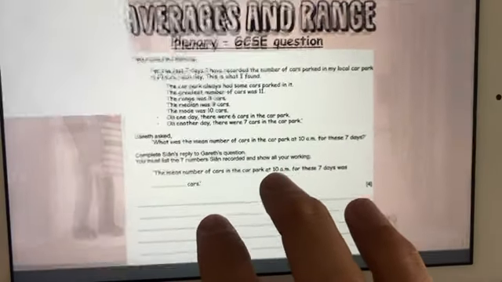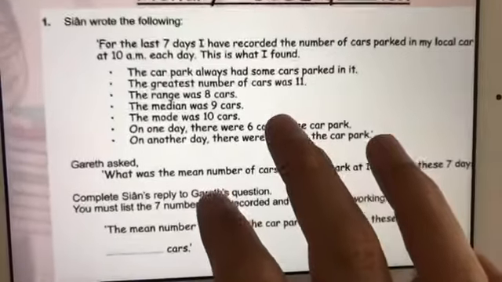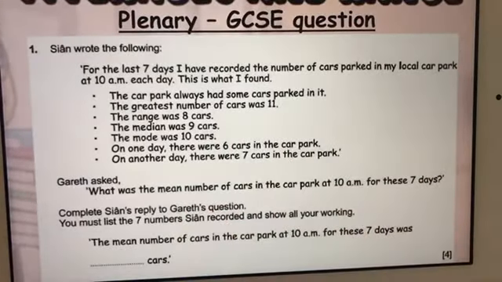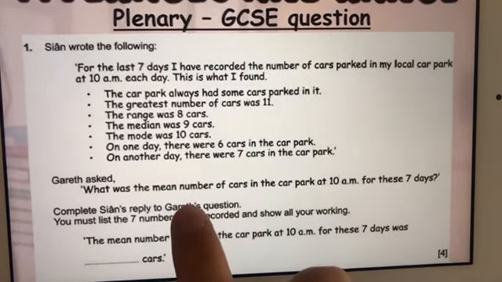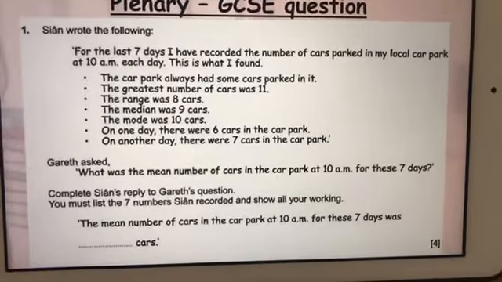Right, so plenary GCSE question. What I'd like you to have a go at this question, please. I'm going to zoom right in, only because you need to do a little bit of reading. Okay, there's a little bit of reading involved. I'm going to zoom right in, then I'm going to zoom out when I want to do the question, okay? So have a go for me, please.